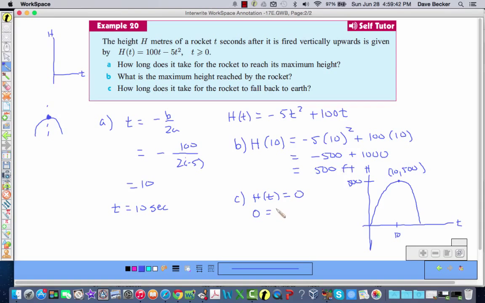All right, so now let's go ahead and solve that. 0 equals negative 5t squared plus 100t. So that would be equal to negative 5t times t minus 20. So t could equal 0 or t could equal 20. And we're going to throw 0 out right away because time 0 is the launch, so this has to be 20. We could also figure that out by symmetry. So it's going to fall back to the Earth after 20 seconds.